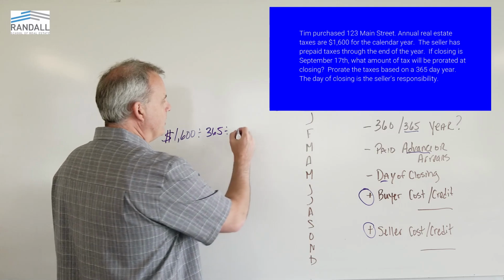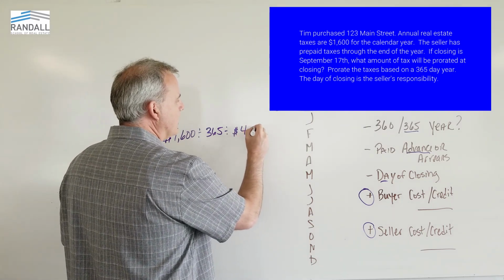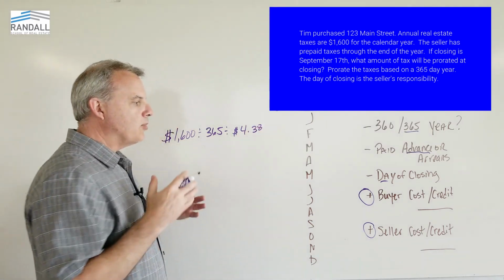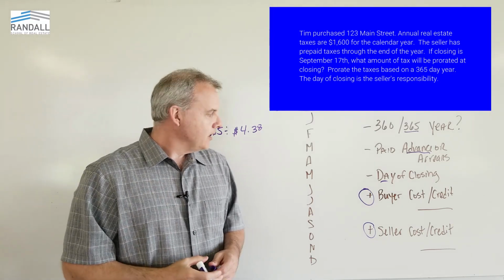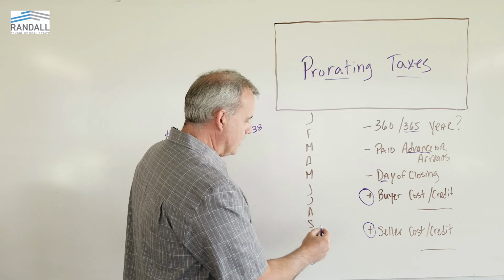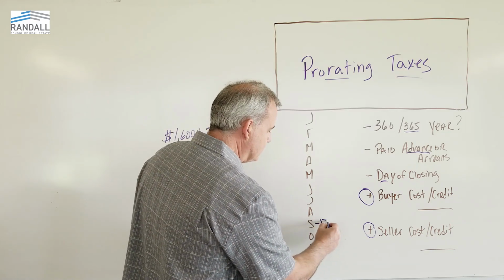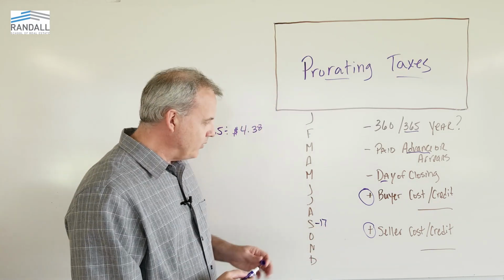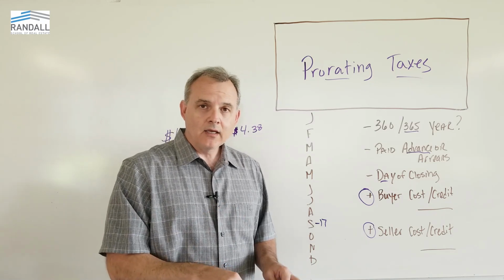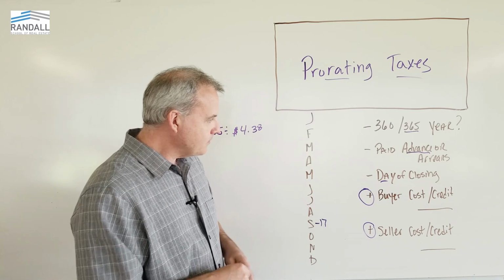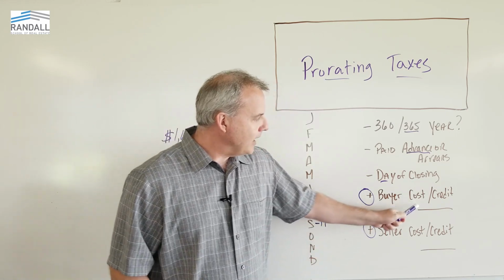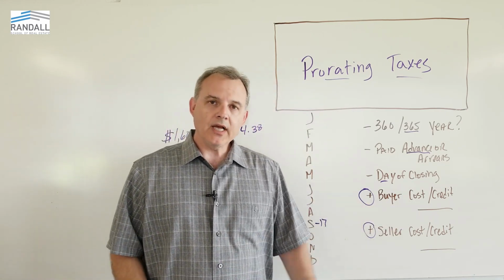And when we do that, we get an amount of $4.38 per day. All right, so that's our daily per diem. Now we know that the closing is the 17th of September. And we also know that the 17th is the responsibility of the seller. So we're going to find out how much the buyer has to reimburse the seller.